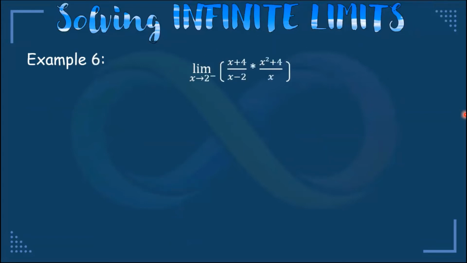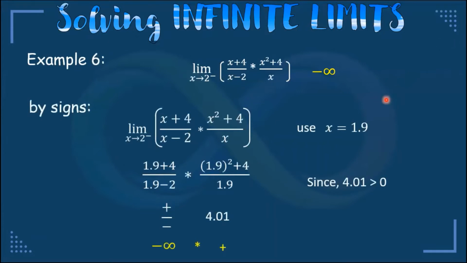Next, let's have limit of the function as x approaches 2 from the left. Using one value from the left of 2, we have 1.9. Substitute it to the function, evaluate the sign, and we have negative times positive, therefore the limit of the function is negative infinity.